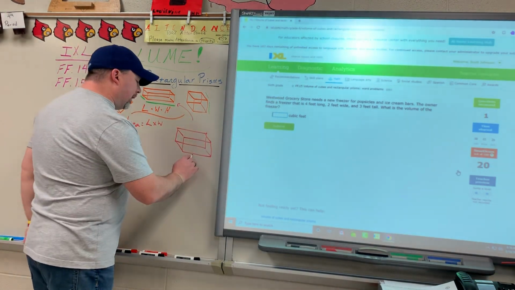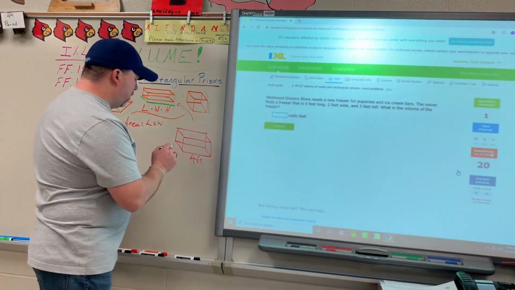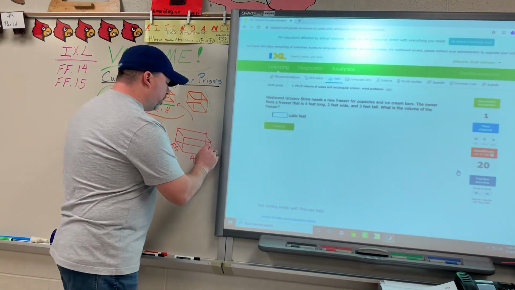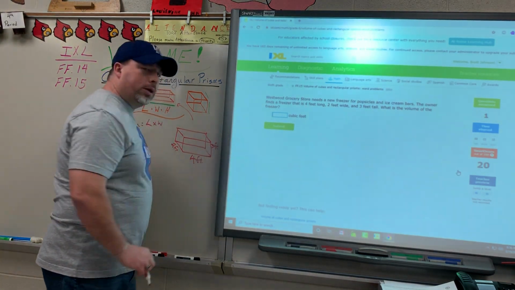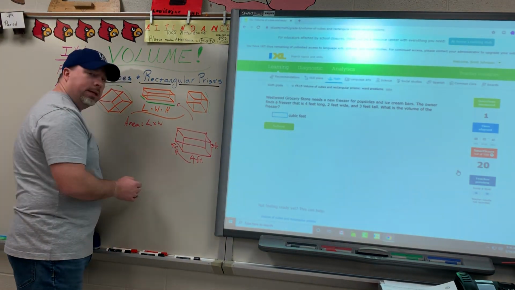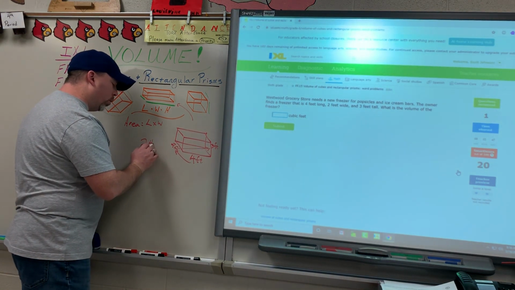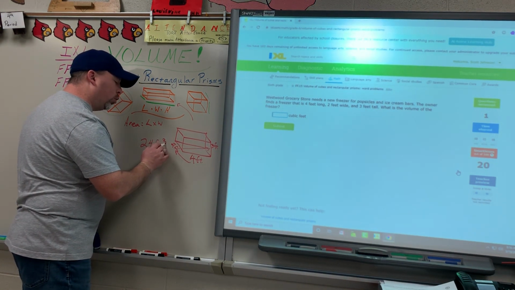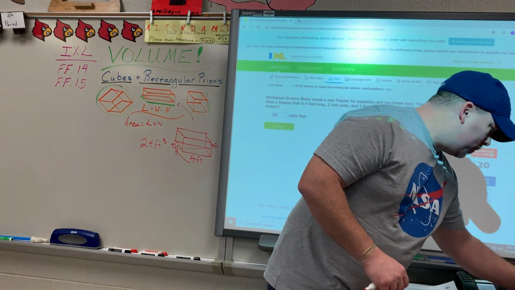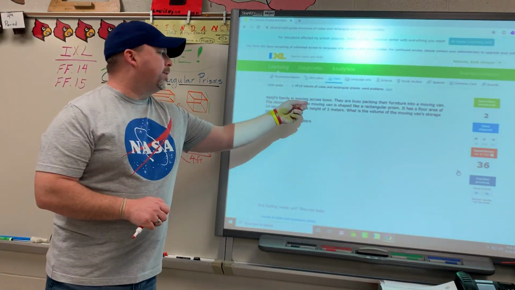He said it's 4 feet long by 2 feet wide by 3 feet tall. Okay, length times width times height. 4 times 2 is 8, and 8 times 3 is 24 feet cubed. Okay, we'll put in 24. Yay, we're all good.